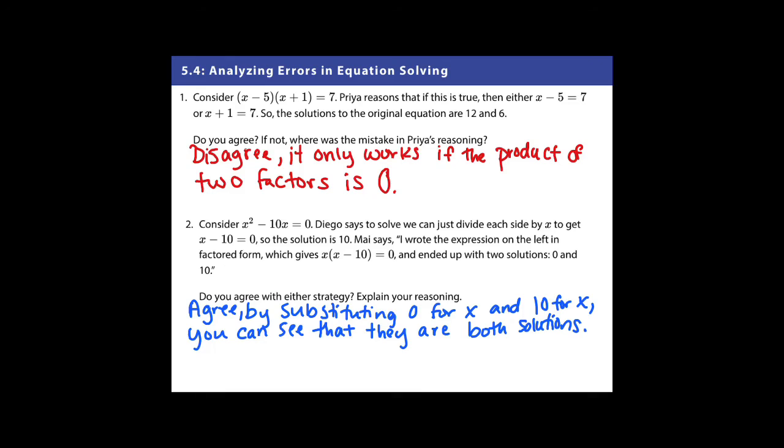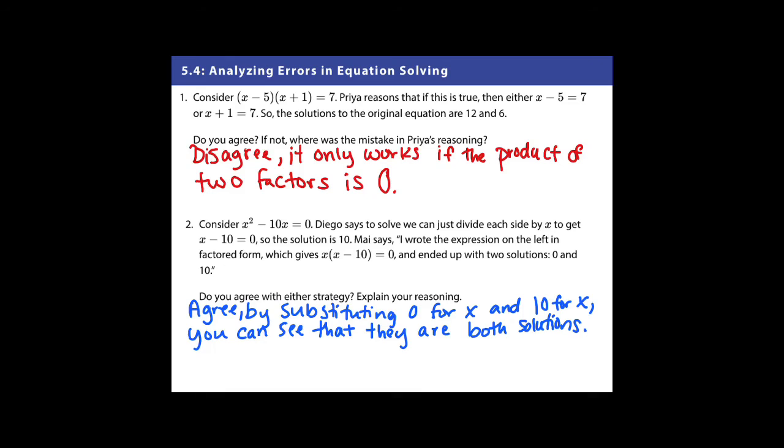And then number 2, consider x squared minus 10x equals 0. Diego says to solve, we can just divide each side by x to get x minus 10 equals 0. So the solution is 10. And Mai says, I wrote the expression on the left in factored form, which gives x times x minus 10 equals 0, and ended up with two solutions, which is 0 and 10. Do you agree with either strategy?